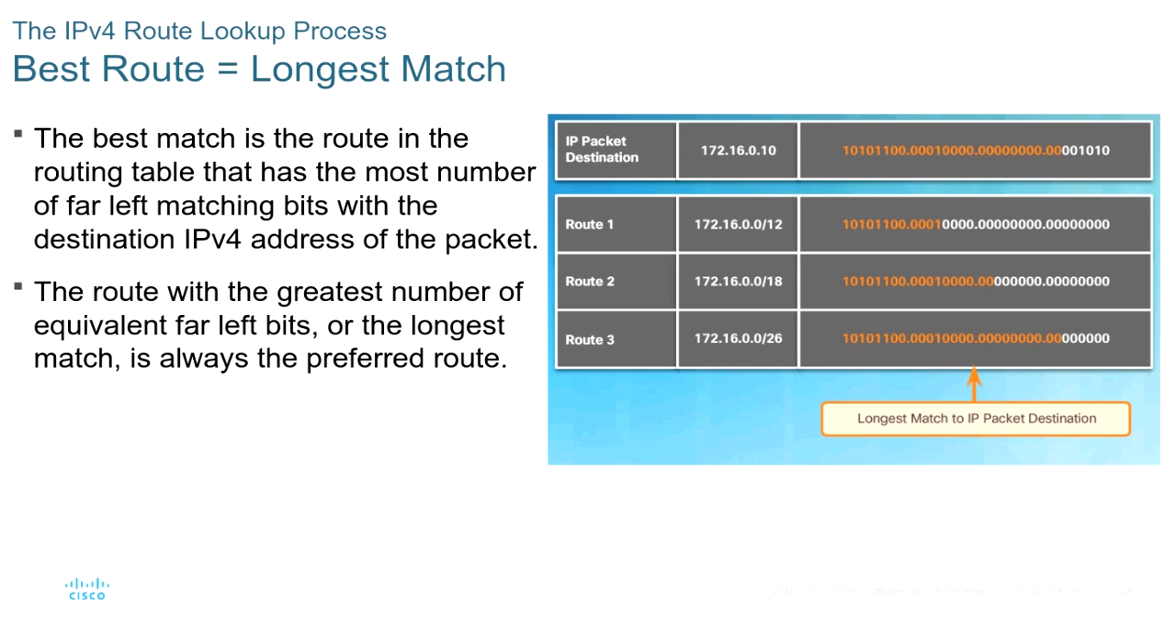Okay, longest match counts. So I've got several entries in my routing table. This one only 12 bits match. This one 18 bits match. This one 26 bits match. The longest match trumps and becomes the winner of which route is chosen because it has the best match. So routers always go for the entry with more bits that match.